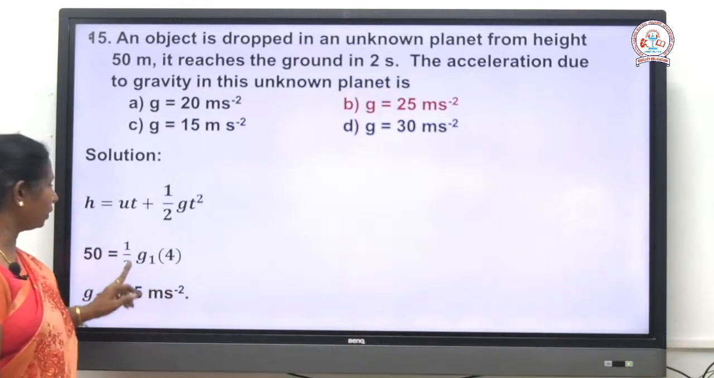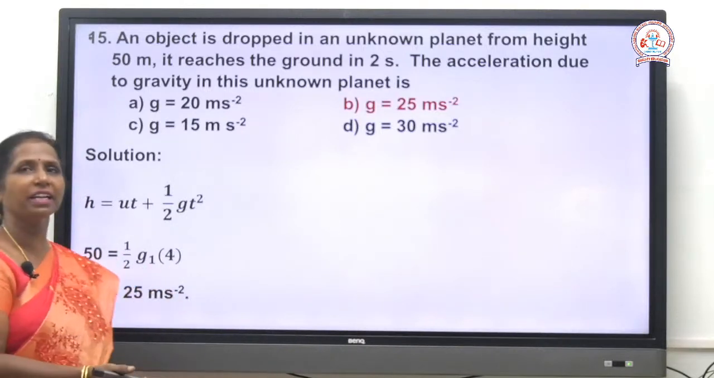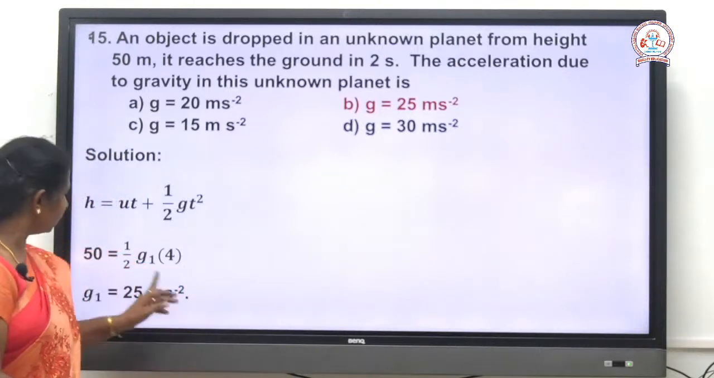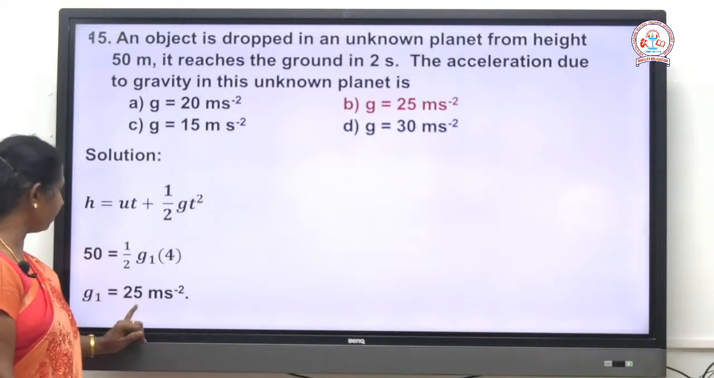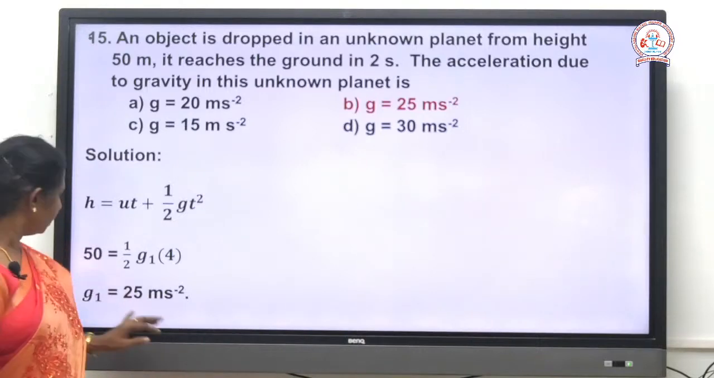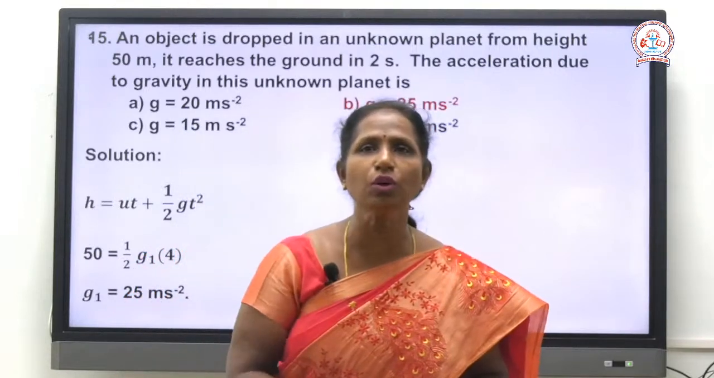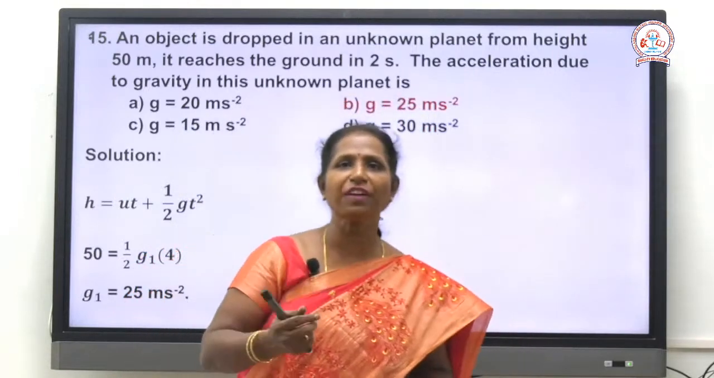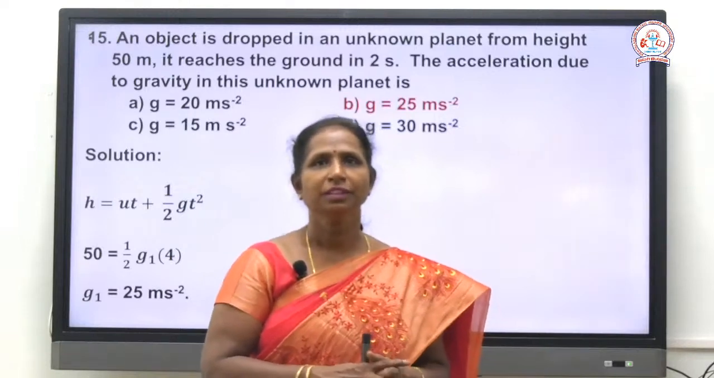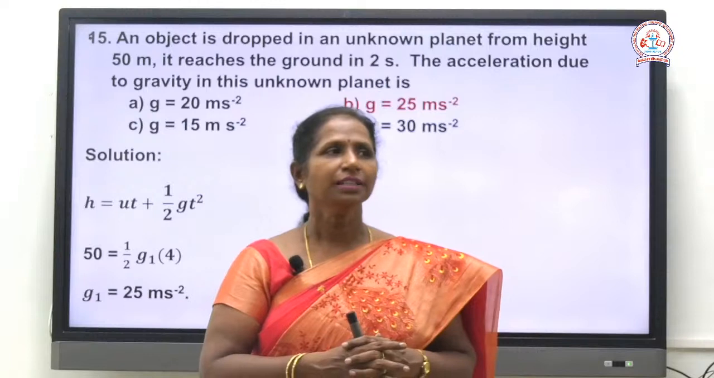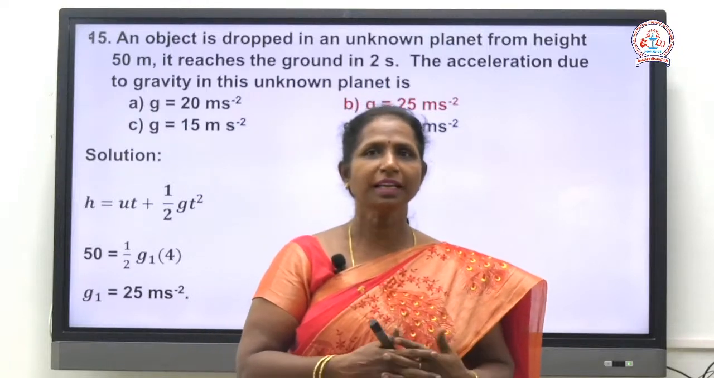Now 50 equal to half into g1 into 4. Since it is an unknown planet, we are not taking g, we are taking it as g1. So what is g1 from this? g1 is equal to 25. What is the gravitational acceleration in the unknown planet? g1 equal to 25 meter per second square. Is that clear? So these are the 1 mark questions, all the 1 mark questions of the second chapter we have discussed. Yes, clear?